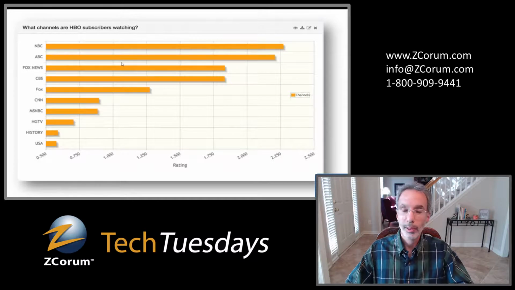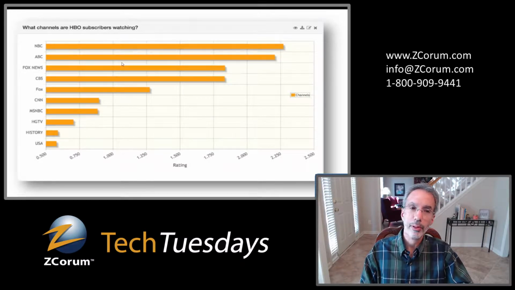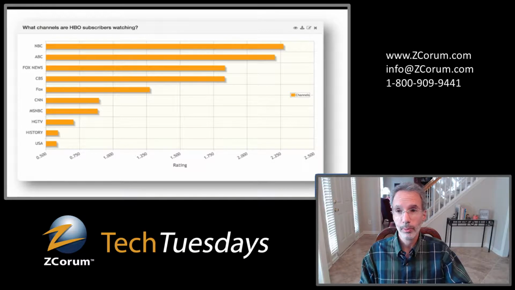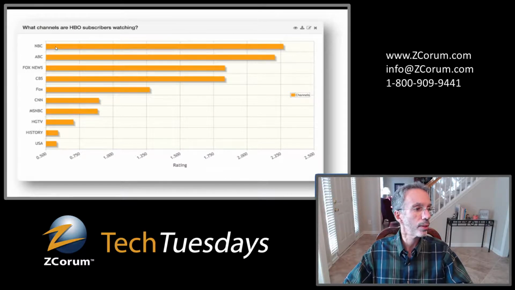Here's one. Again, you can create some detailed reports and say, let me see what channels those who are HBO subscribers are also watching. It might help you if you're going to do some advertising, for example, on specific things. So you can see those who are watching HBO, most of them watch NBC, followed by ABC and Fox and CBS. So it looks like this would be your top channels here, heading on down the line.